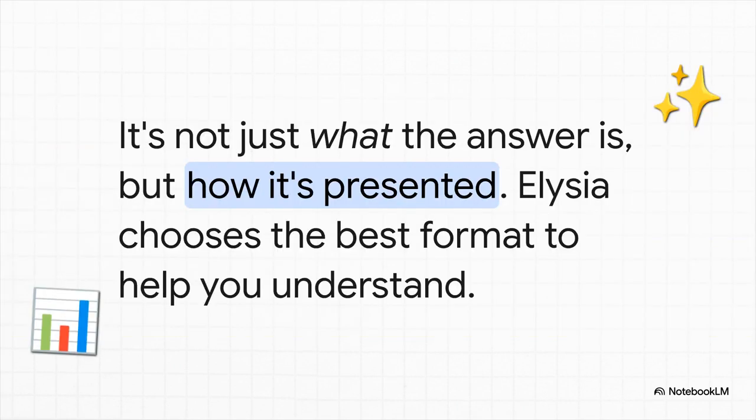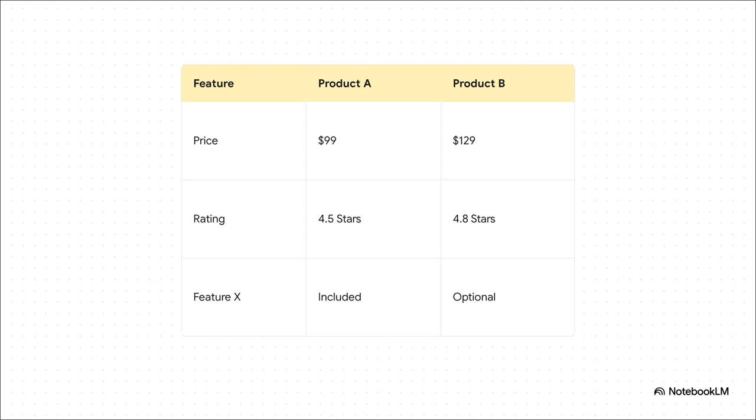But here's where it gets even cooler. Elysia's decision-making doesn't stop once it finds the information. It takes things a step further and asks a really important question. What's the absolute best way to show this information to a person? And this is a perfect example of what they call smart display types. If you ask it to compare two products, instead of getting some long, jumbled paragraph, Elysia can generate a clean, simple table like this one. If you're asking about just one product, it might give you a product card. If it's a bunch of numbers, hey, maybe you get a chart. It picks the right format to help you actually understand the answer.